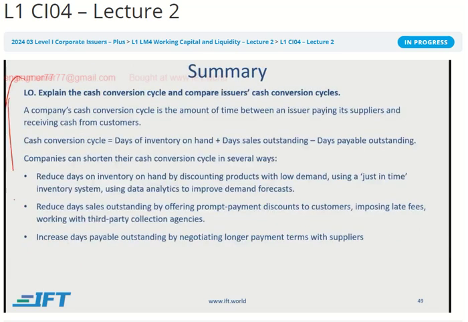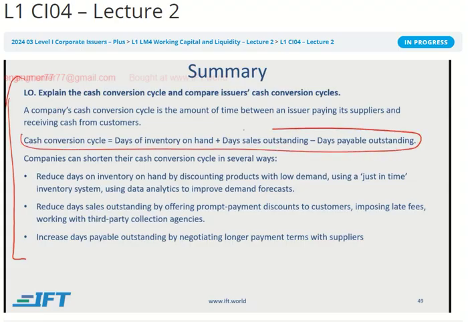So what have we discussed in this entire learning module? Number one, we learned how to calculate the cash conversion cycle, where you take your inventory on hand and you minus your days payable outstanding, and then you add your days sales outstanding. The whole objective to shorten this cash conversion cycle is to reduce your inventory on hand, reduce your days sales outstanding, and increase your days payable outstanding, which is the amount of money you are pulling from your suppliers.